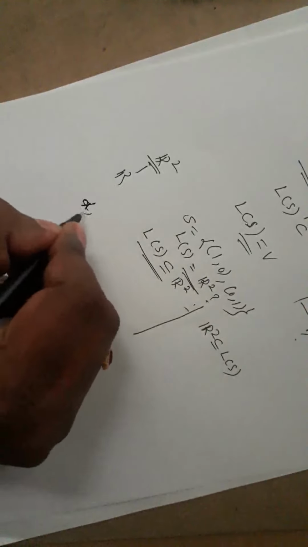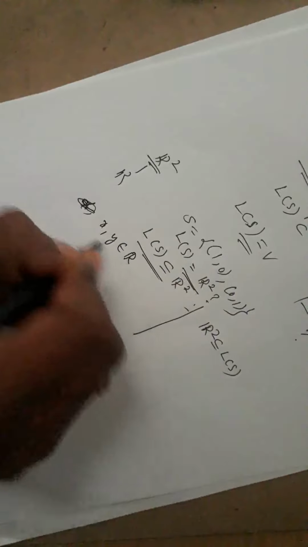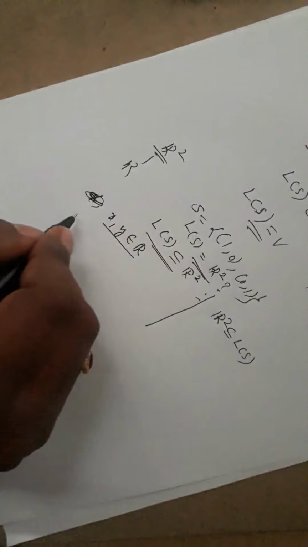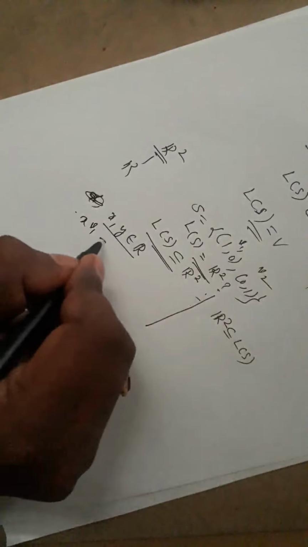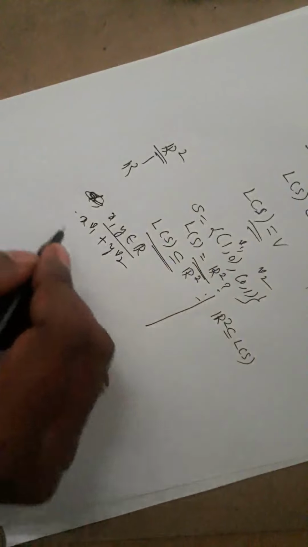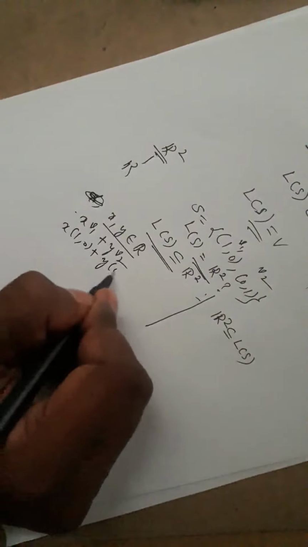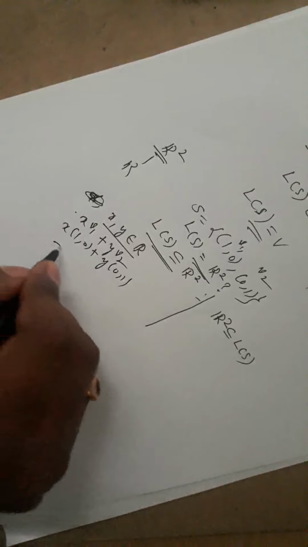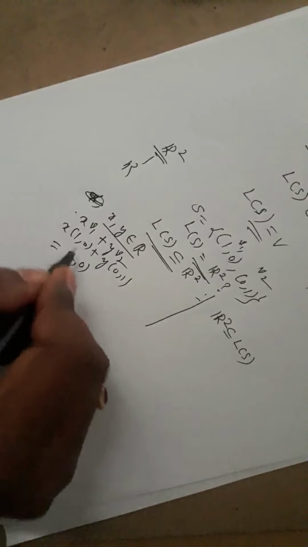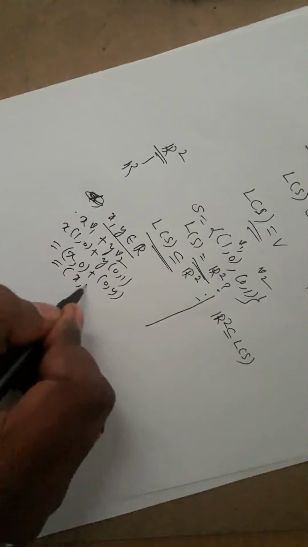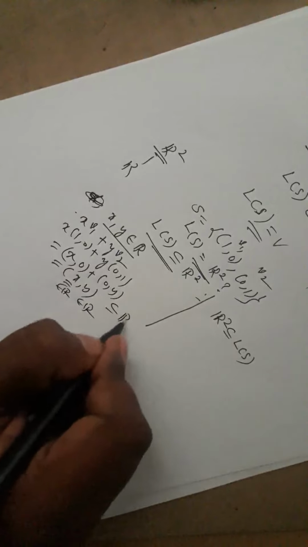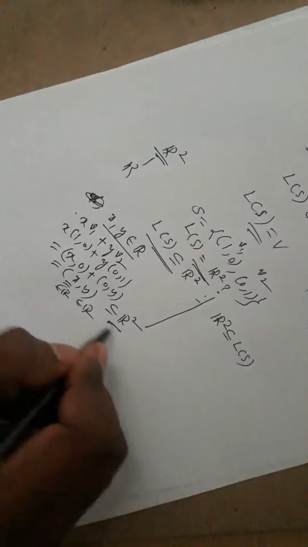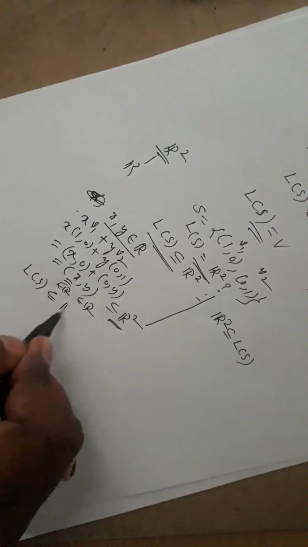Let me consider x and y belonging to R. These are scalars. I will choose this as V1 and this as V2. What is x into V1 plus y into V2? So x into (1, 0) plus y into (0, 1). That is equal to (x, 0) plus (0, y), that is (x, y). It's a real number, an ordered pair of real numbers, so it is a subset of R square. That means L of S is contained in R square.